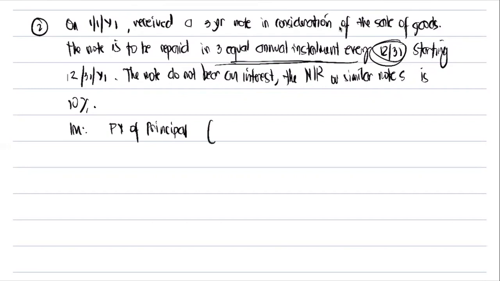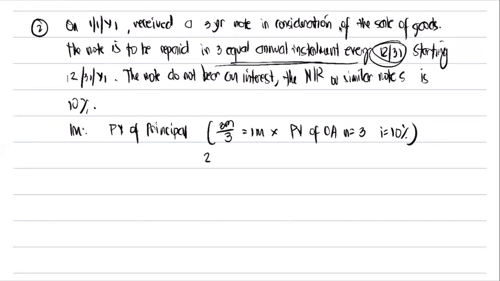So what is the 3 equal annual installments? 3 million divided by 3 is 1 million times PV of ordinary annuity, N is equal to 3, I is equal to 10%. So our initial measurement is equal to 2,486,851.99. So what's the difference of this example from the previous example? The previous example does not have an annual installment.